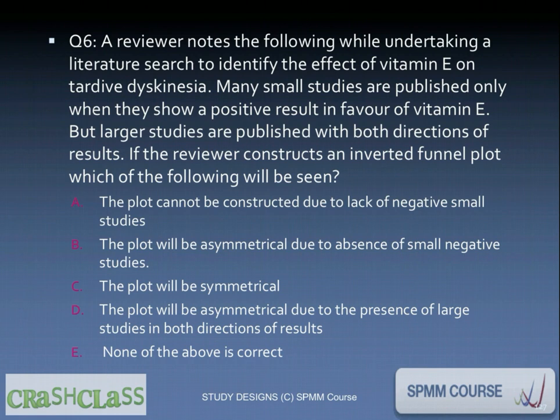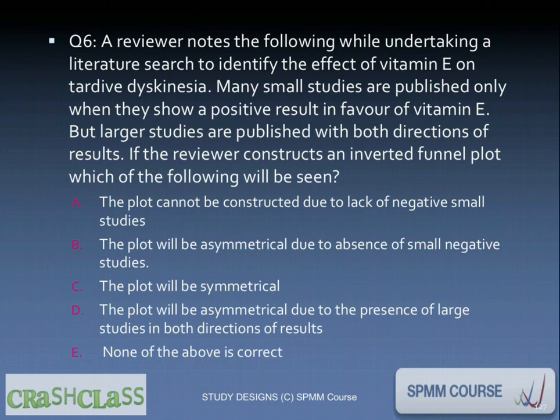A reviewer notes the following while undertaking a literature search to identify the effect of vitamin E on tardive dyskinesia. Many small studies are published only when they show a positive result in favor of vitamin E, but larger studies are published with both directions of results. If the reviewer constructs an inverted funnel plot, which of the following will be seen? The plot cannot be constructed due to lack of negative small studies. The plot will be asymmetrical due to absence of small negative studies. The plot will be symmetrical. The plot will be asymmetrical due to the presence of large studies in both directions of results. None of the above is correct.